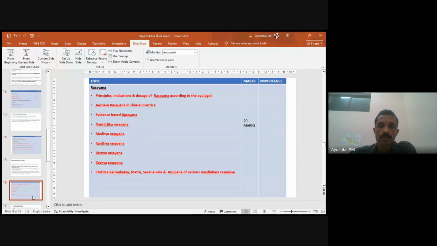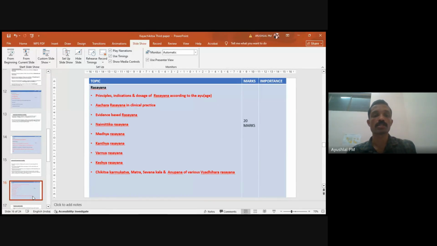And the most important part of this third paper is Rasayana. Rasayana carries 20 marks. So you can expect a 10 mark question. There will be a 10 mark question from Rasayana. And you can expect another two 5 mark questions from Rasayana. So it includes all the points under Rasayana, very important.